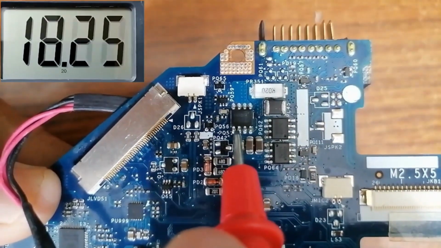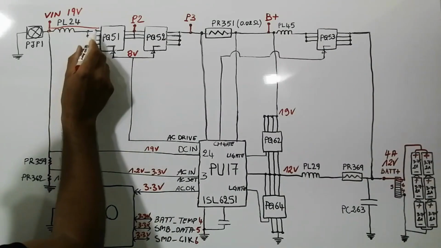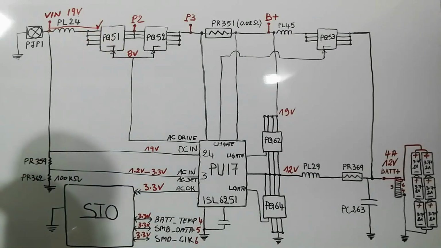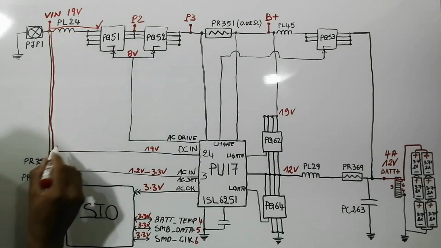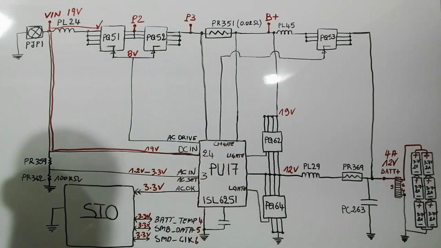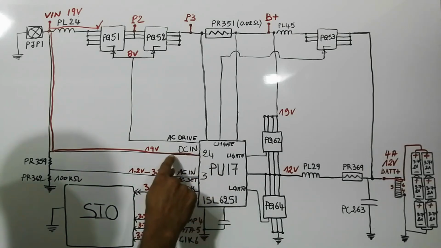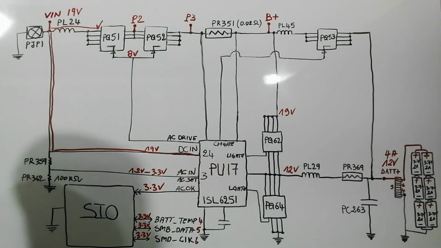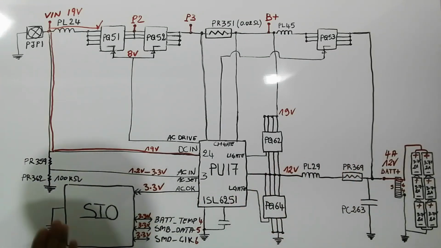So let's check. We have 19 volt in the multimeter. So we find 19 volt is present. Then 19 volt will go in this direction, and in this direction to power this IC. We have here the DC in. The DC in signal is about 19 volts. It is the working voltage for this IC. So without the DC in, the IC will not work, meaning we will not get 12 volt, we will not get anything in this circuit.